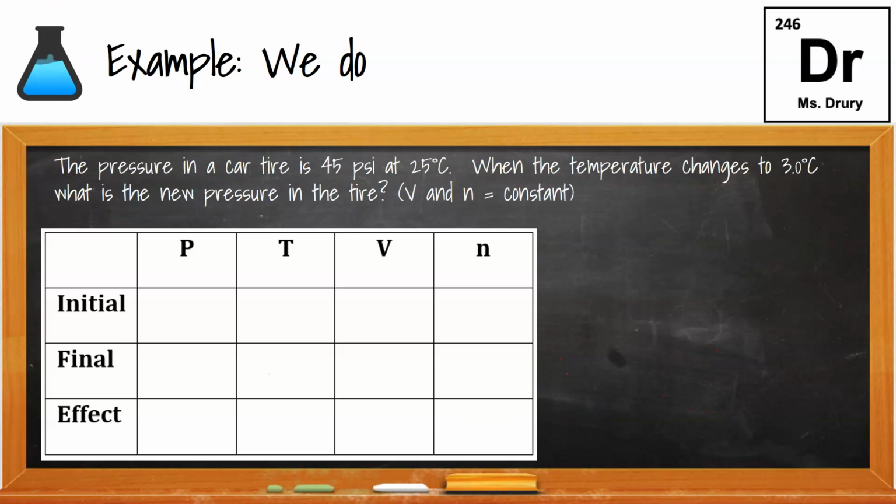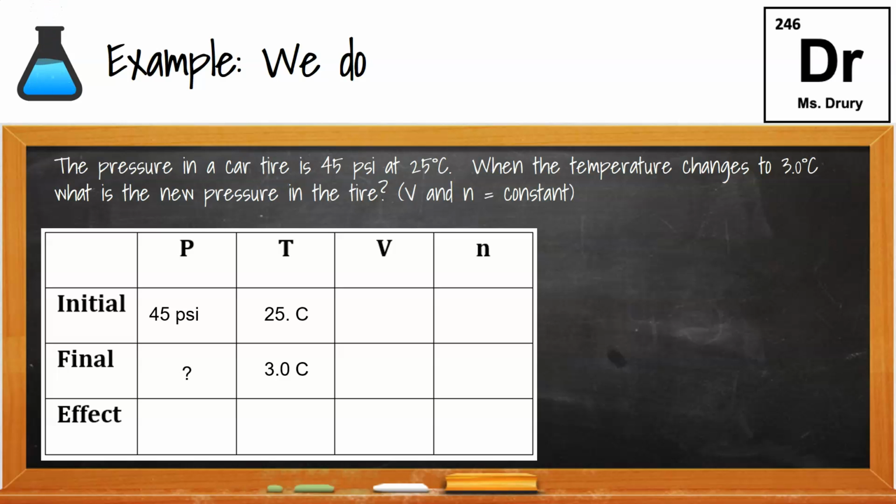So now I want to do it together, thinking about this slowly. You have 45 psi, the pressure of this car tire is 45 at 25 degrees Celsius. So again, if you want to just write them in, you can, or you can immediately change it to 298 Kelvin. And then what's the pressure when the temperature changes to 3 degrees? So again, you can write it, or you can just automatically change it to 276. We want to know what the new pressure is.